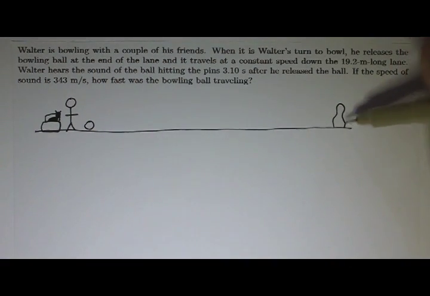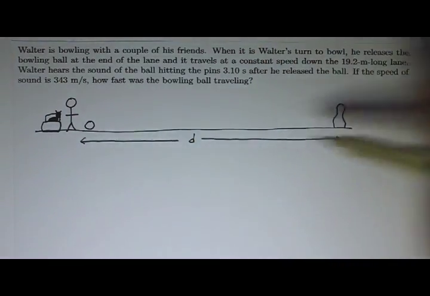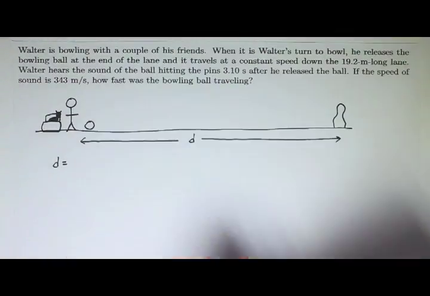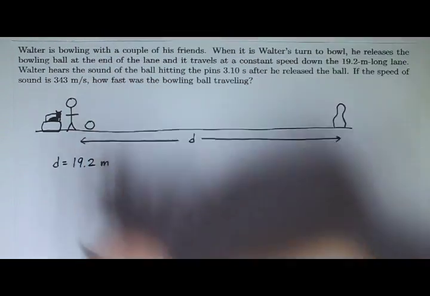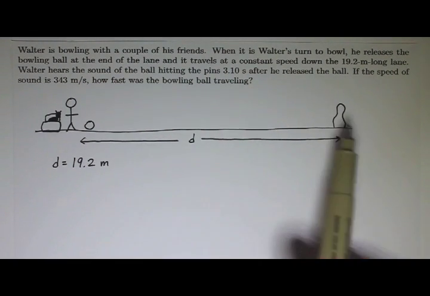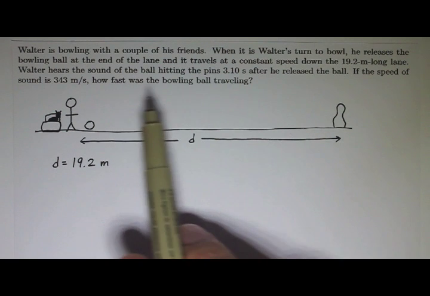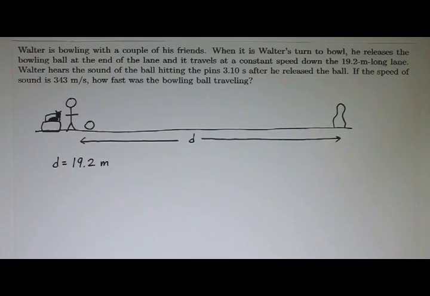Really big bowling pin. Okay, and we know a couple of things here. We know the length of the bowling alley, so let's say this is D for the length. And they tell us here that it's 19.2 meters long. Okay, and we also know that the ball strikes the pins, and Walter hears the sound of the ball hitting the pins 3.1 seconds after he released the ball.